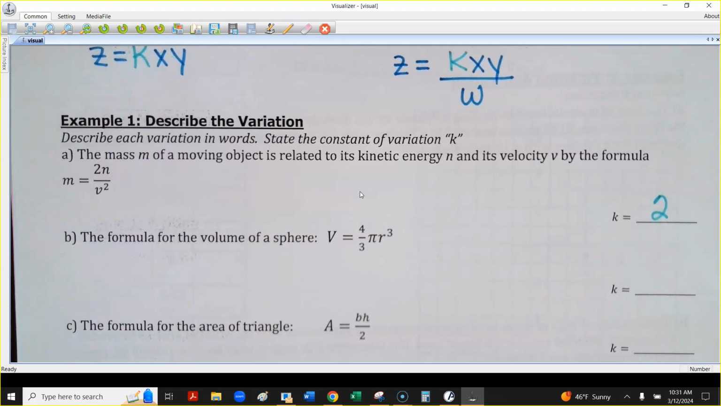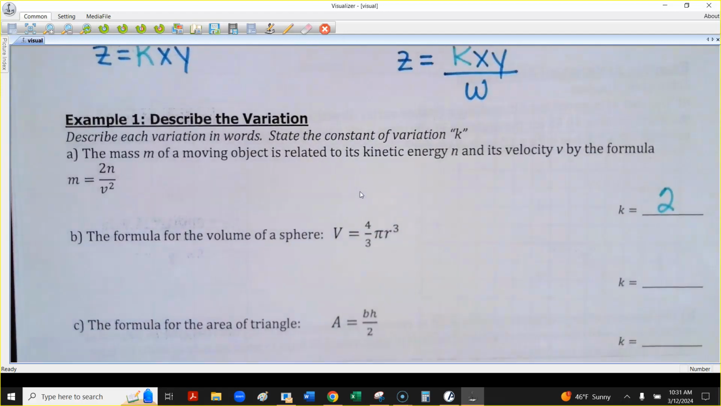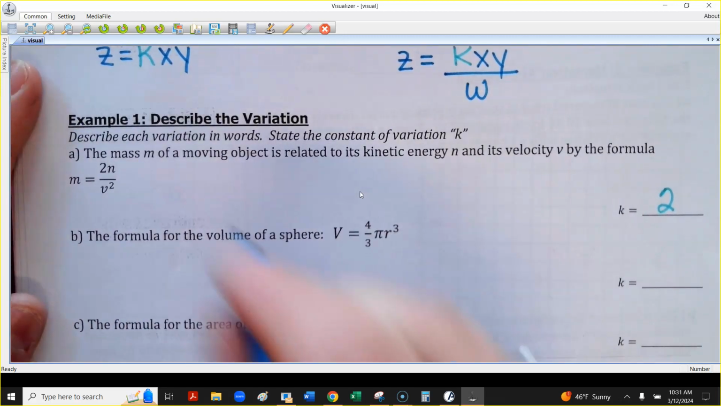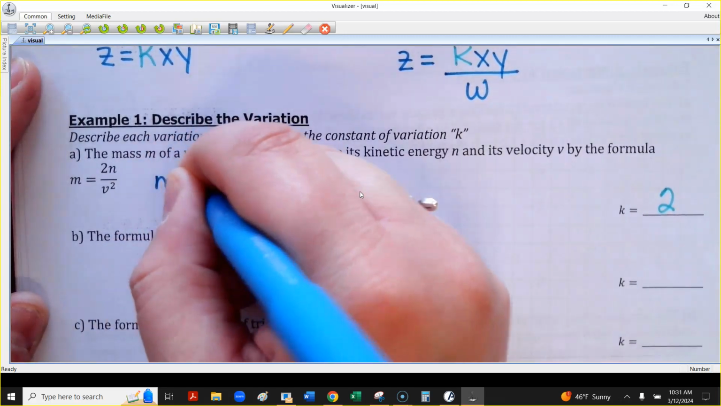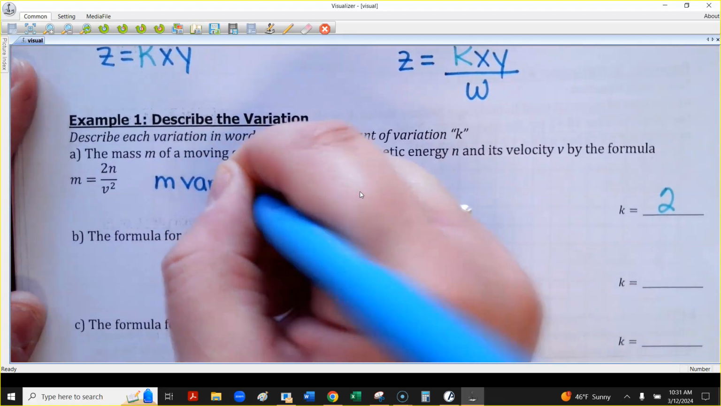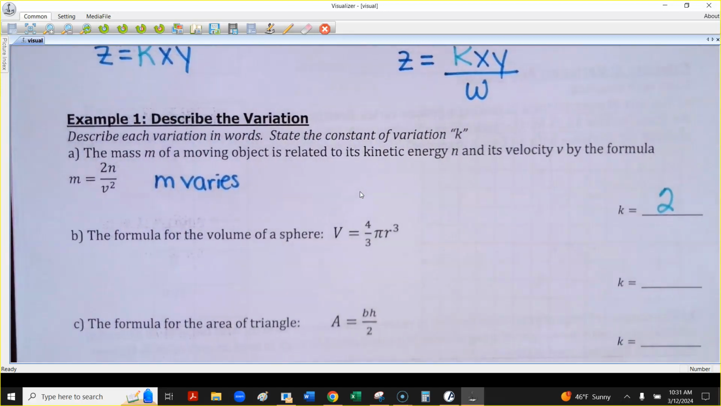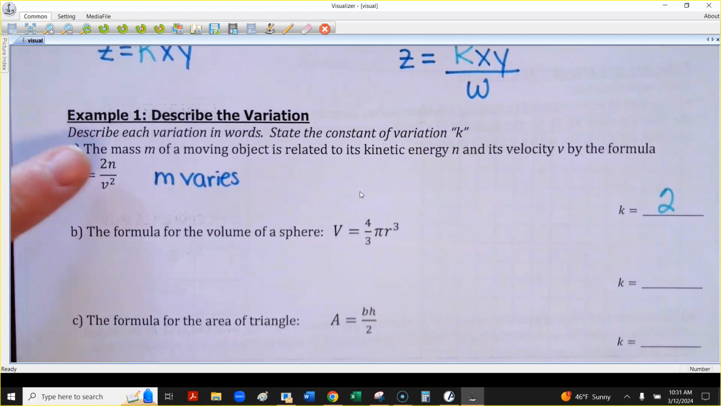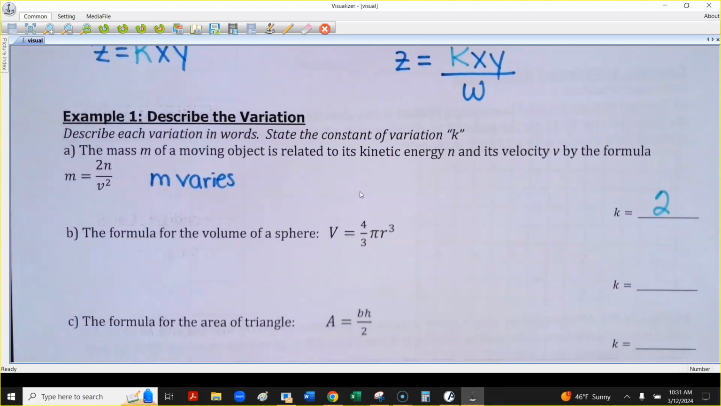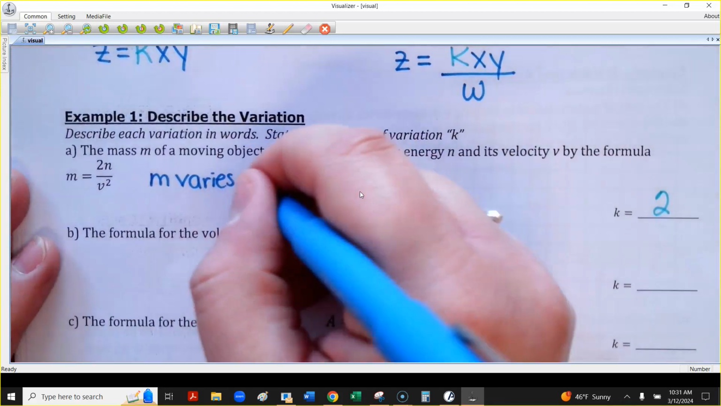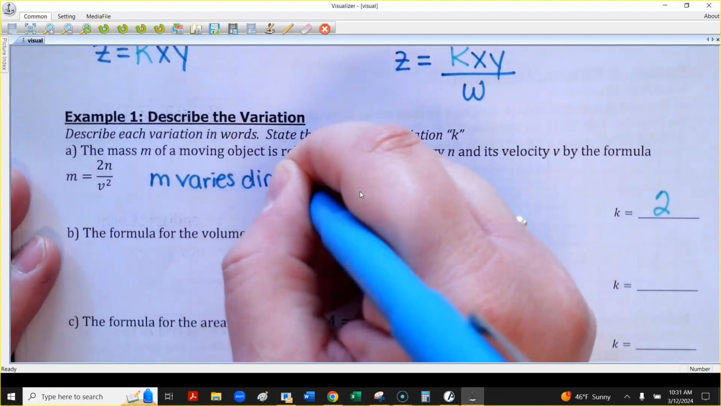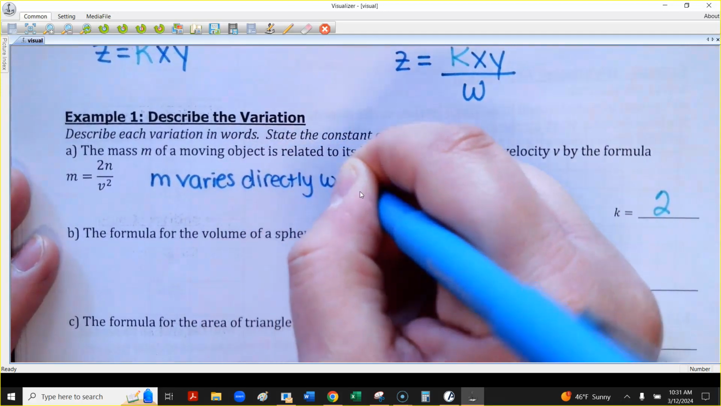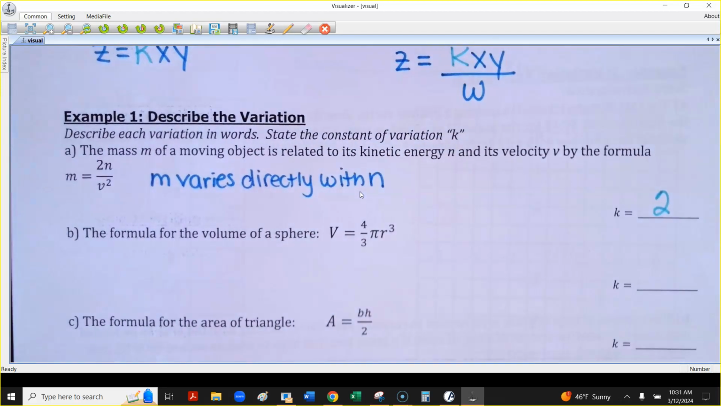So when you do the description, you don't have to write out like mass and kinetic energy, I'm not asking you to do that. Let's just do the letters. I'm going to say m varies. Okay, now this has got two things going on. So I have 2 times n, so my constant of variation multiplied by n. So I'm going to say directly with n, because it's multiplied by my constant of variation there, it gets on the top.